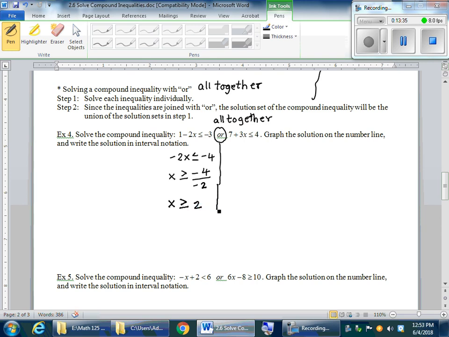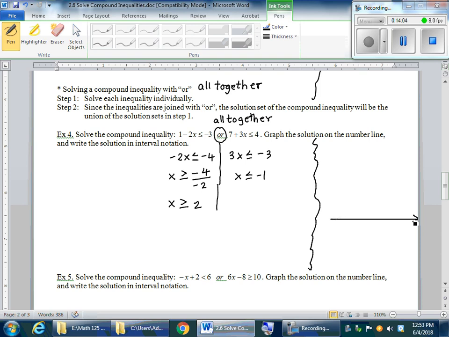Now, moving on to the next part. Subtract 7 from both sides. That gives us 3x is less than or equal to -3. And divide both sides by 3, which gives us x is less than or equal to -1. Okay. So now, as usual, we're going to try to visualize our graph.